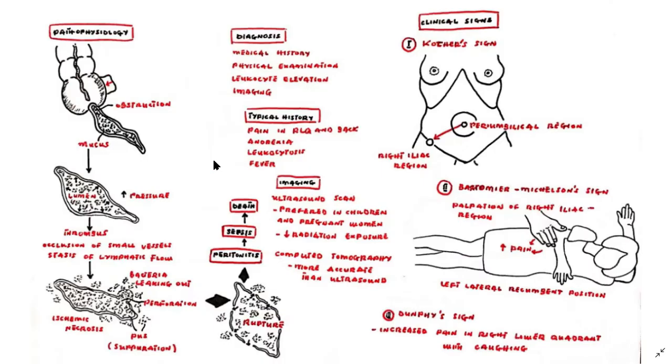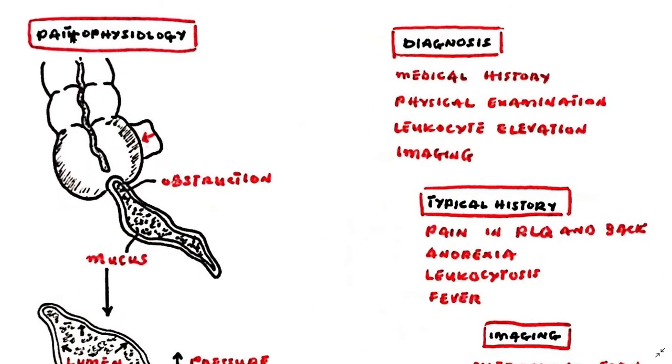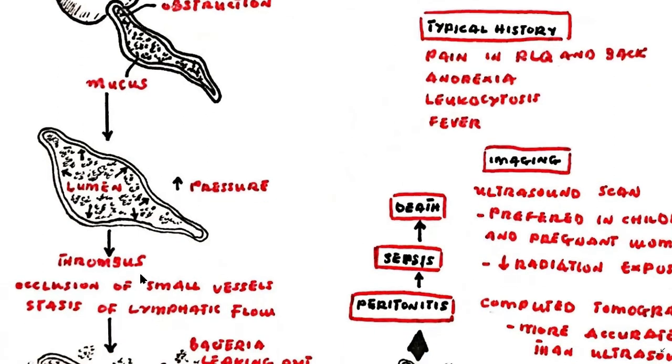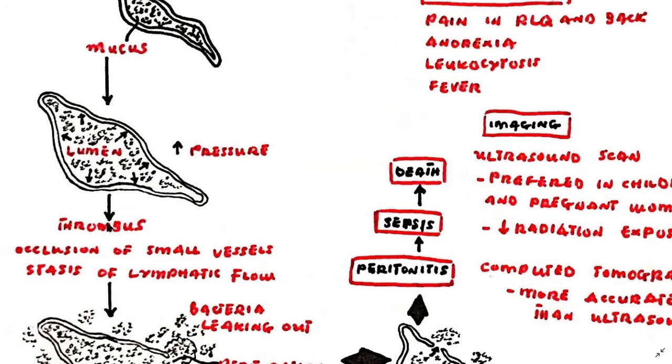Now let's look at the pathophysiology of appendicitis. Now, primary obstruction of the appendix is an important factor in the development of appendicitis. Once this obstruction occurs, the appendix becomes filled with mucus and swells up. This continued production of mucus leads to increased pressures within the lumen and the walls of the appendix. The increased pressure results in thrombosis and occlusion of the small vessels, as well as stasis of lymphatic flow.